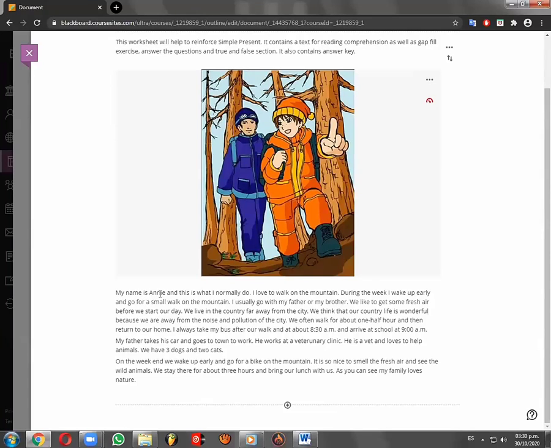My name is Annie, and this is what I normally do. I love to walk on the mountain during the week. I wake up early and go for a small walk of the mountain. I usually go with my father or my brother. We like to get some fresh air before we start our day. So, Catherine, we continue with the other part, please.